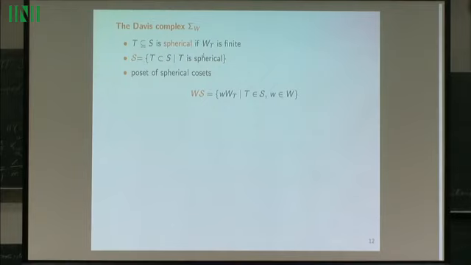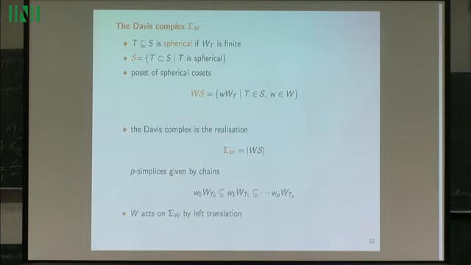So given all the spherical subsets, we can create something called the poset of spherical cosets, which is: take those finite subgroups that they generate and take all their cosets in the Coxeter group W. This is a poset because you can order cosets based on inclusion. And then the Davis complex is a realization of that poset.